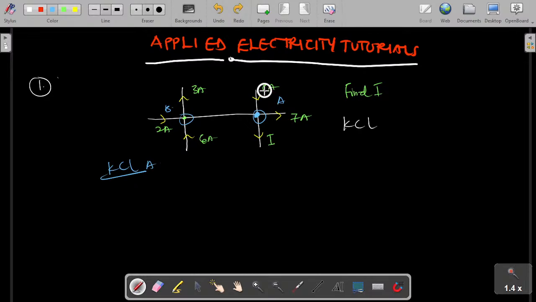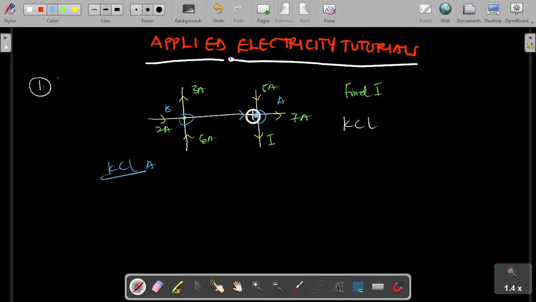We realize that 5 amperes is entering the node, 7 amps is leaving, and I is leaving. Remember, KCL says that current leaving should be equal to current entering the node. Since it's a 4 branch junction, 1, 2, 3, 4, there should be another current. You can label it any way; your label will determine the direction. So you assume that there is a current coming from this side. Now we have 4 different currents.